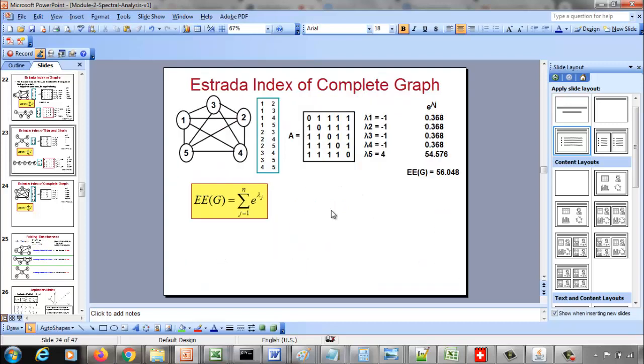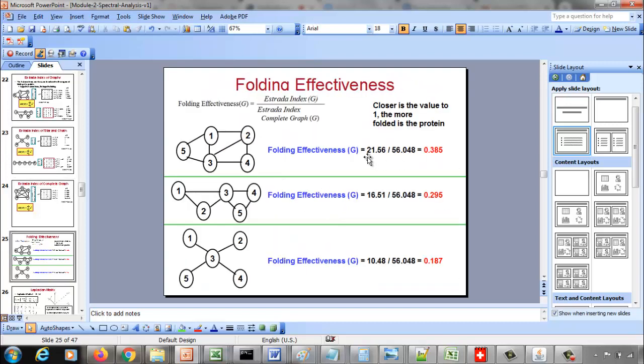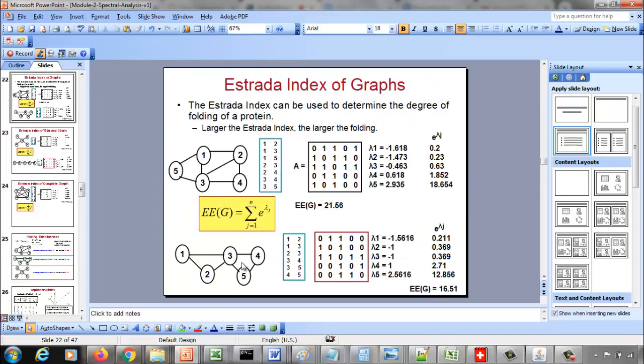Then just take the ratio of these two numbers. So this is what you got for this graph. Then for the complete graph, this is the number you got, and this is 0.385. And to make your understanding even better, you see this is a different graph of 5 vertices. So this is some other protein. And you go through the process of computing its eigenvalues and the lambda and e to the power lambda values and sum them up. So you get 16.51.